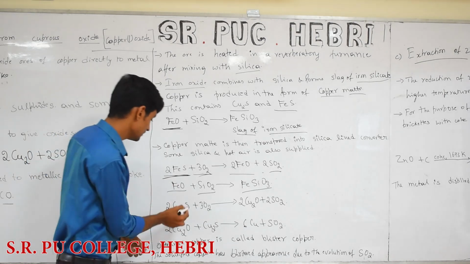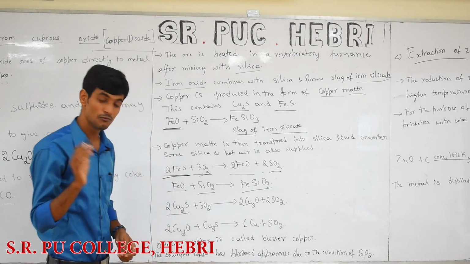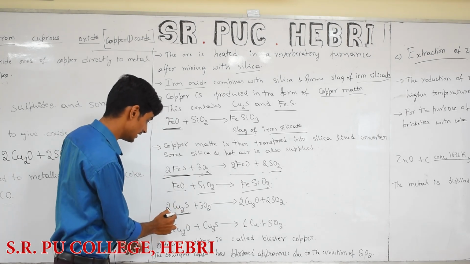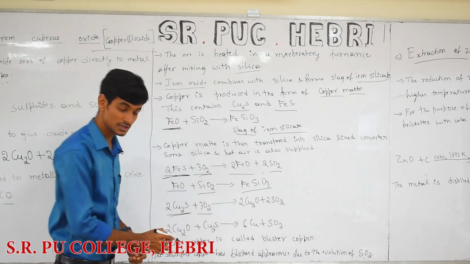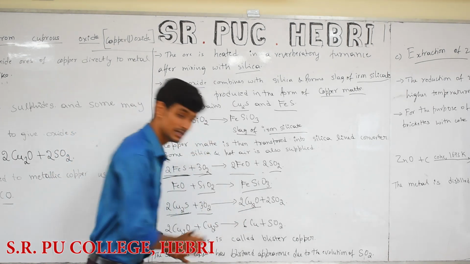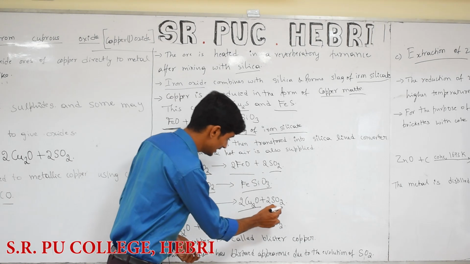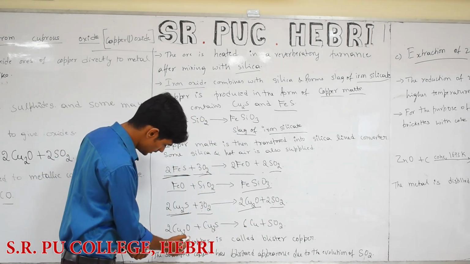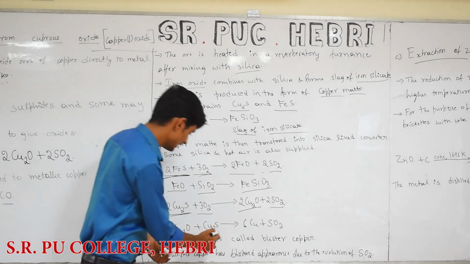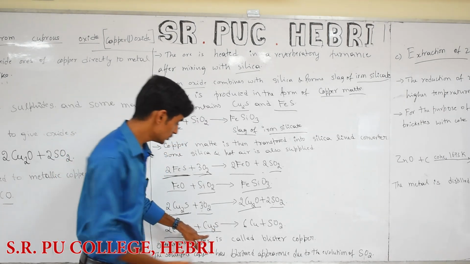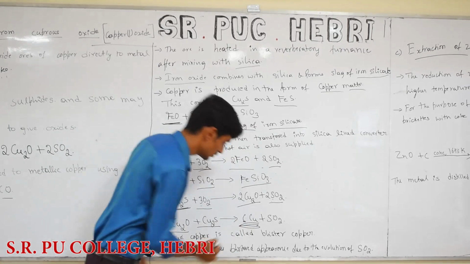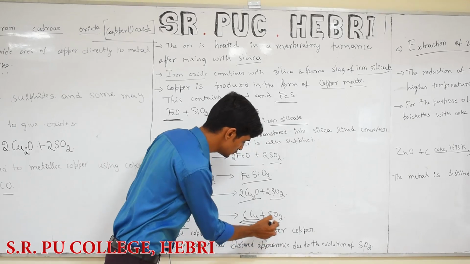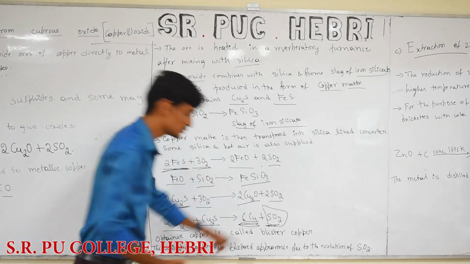Next, the remaining part, the copper, which is our desired metal, is in the form of sulfide. That will also react with oxygen and form copper oxide. In that case also we will get sulfur dioxide. Then this copper oxide will again react with the copper sulfide to give copper metal. So in all these three reactions, if you observe, you will get SO2.